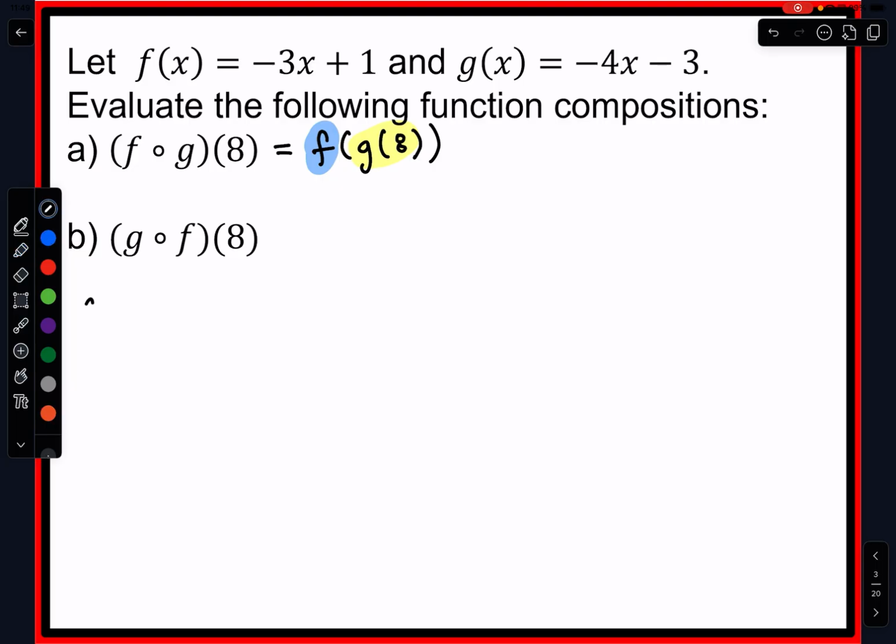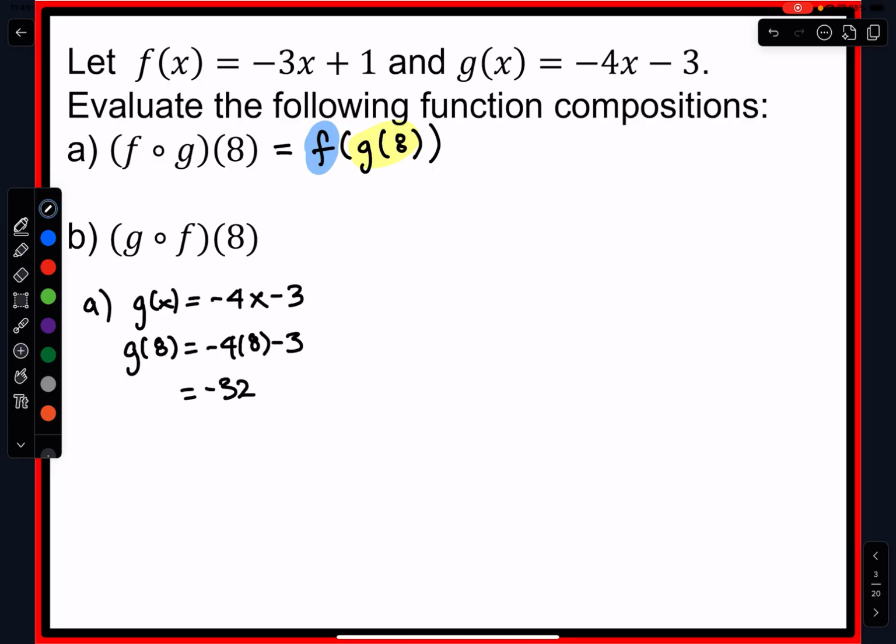So let's start with letter A here on the left, and since g is on the inside, we're going to start with g of x. So step 1 is to get g of x, which is -4 times x minus 3, and evaluate g when x equals 8. So -4 times 8 minus 3, that is -32 minus 3, which is a total of -35.